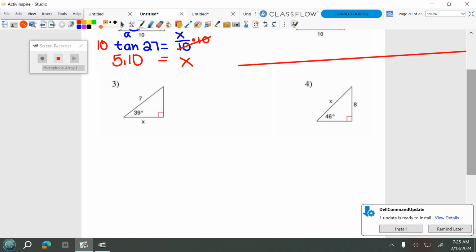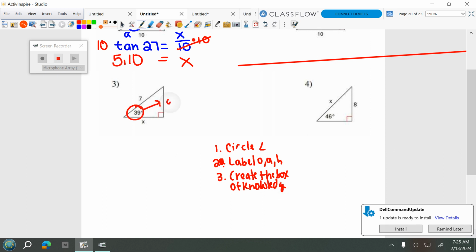So the first thing we do, write these rules down. 1, circle the angle. 2, label O, A, and H. 3, create the box of knowledge. All right, opposite, hypotenuse, adjacent. Create my box of knowledge.